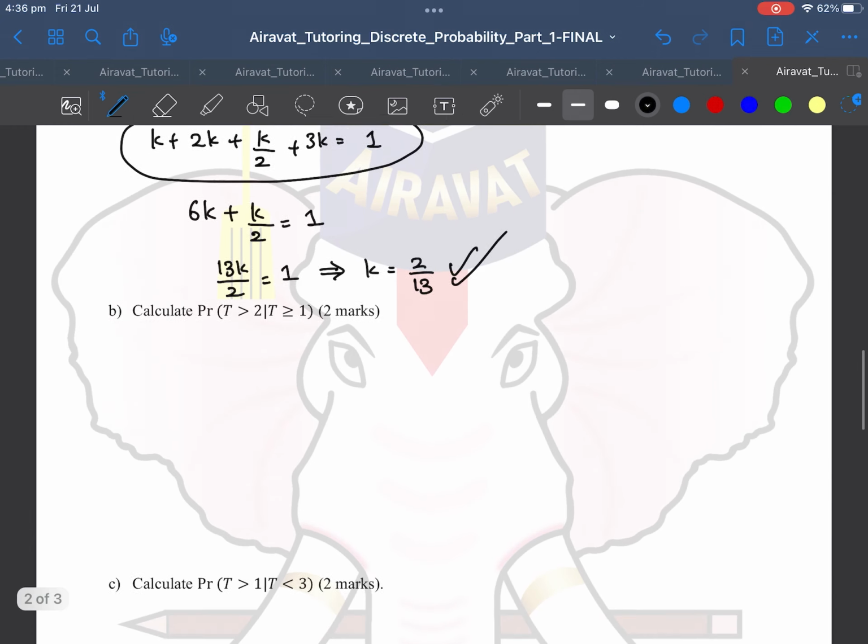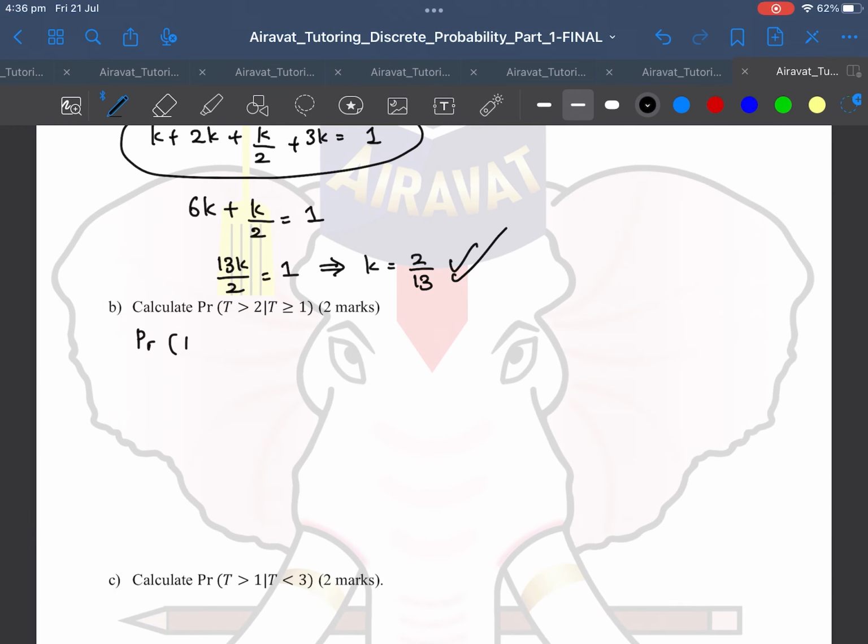Anyway, the probability of T > 2 given that T ≥ 1 can also be written as the probability of T > 2 intersecting T ≥ 1, divided by the probability of T ≥ 1. Now, this is just applying the conditional probability formula. It's nothing new or fancy.